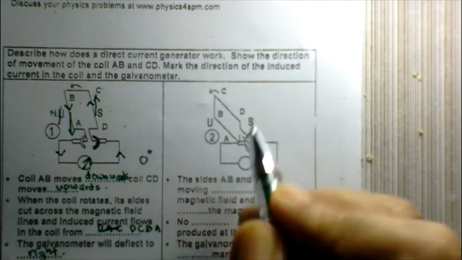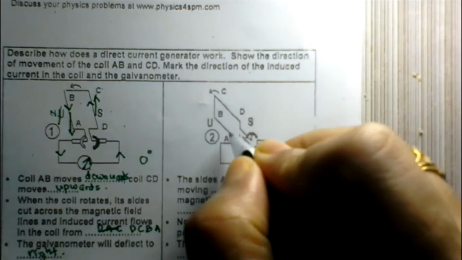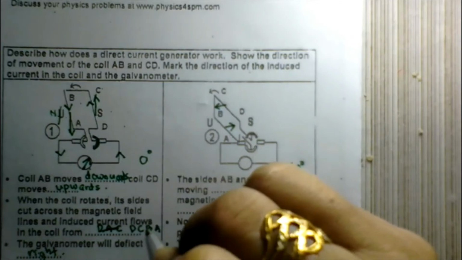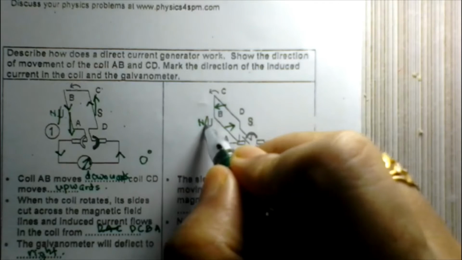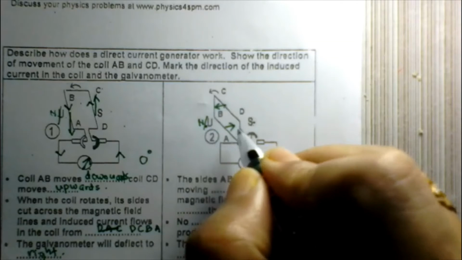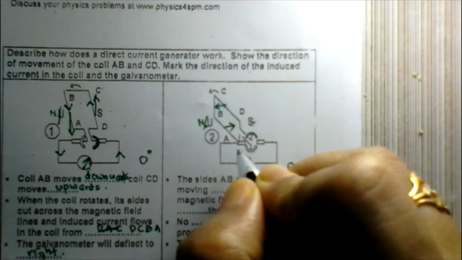Now continue rotating the coil. This is a rotation of 90 degrees, so the coil is vertical. The force acting on side AB is to the right, and for CD it is to the left, with the north pole and south pole of the magnet. Now the direction of motion of the coil is parallel to the magnetic field of the permanent magnet. When the motion is parallel to the magnetic field, there is no cutting. So there is no cutting of the magnetic field, meaning no change in magnetic flux. When there is no change in magnetic flux, there is no induced current.